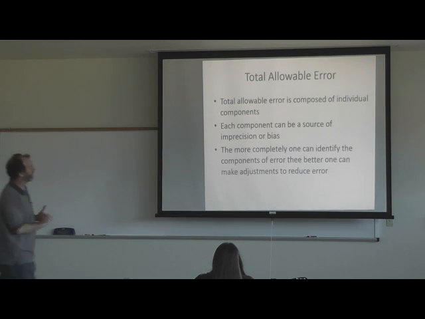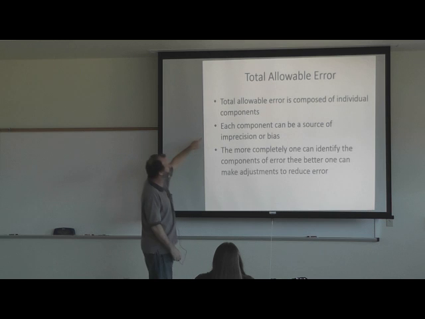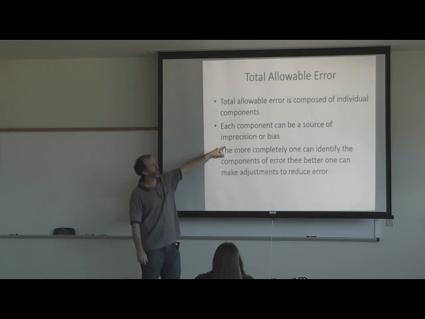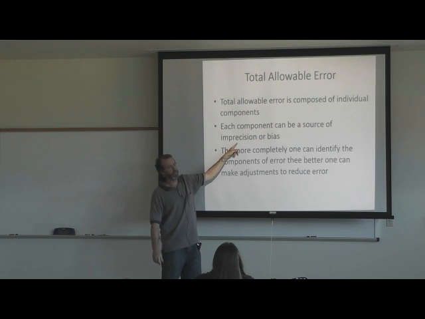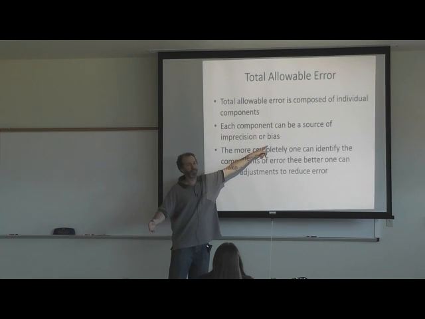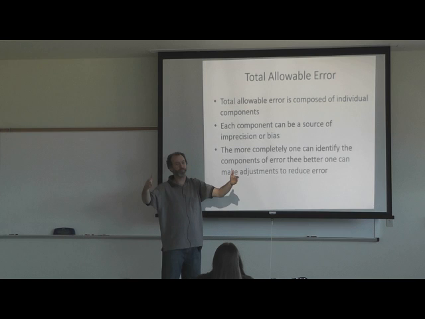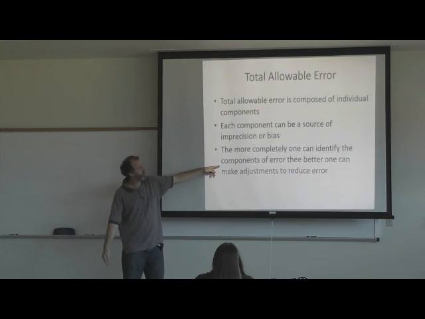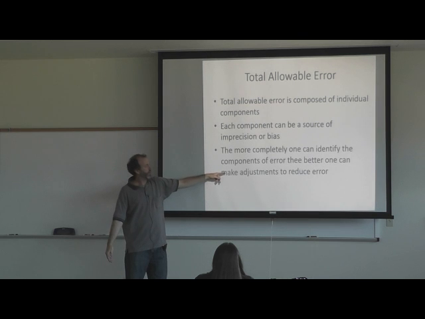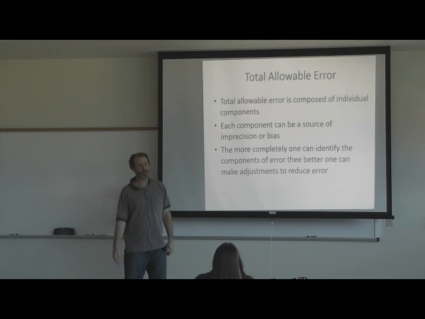The total allowable error is composed of the individual components. Each component can be a source of imprecision or bias. So remember, imprecision is the standard deviation. Bias is how inaccurate your test is. The more completely one can identify the components of the error, the better one can make adjustments to reduce the error.